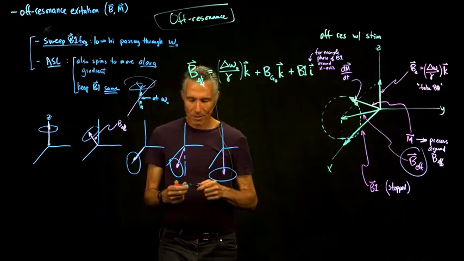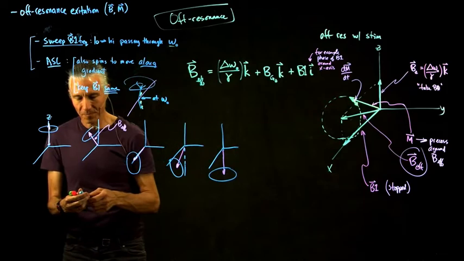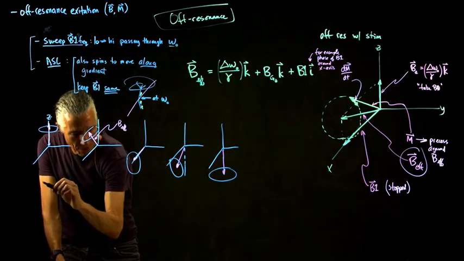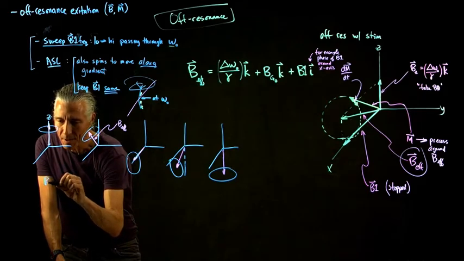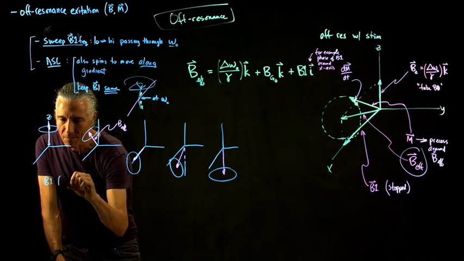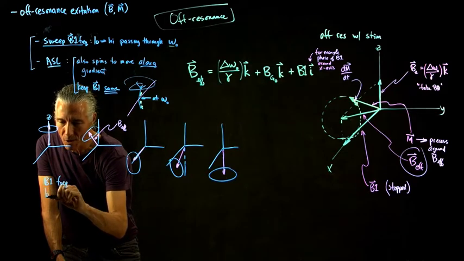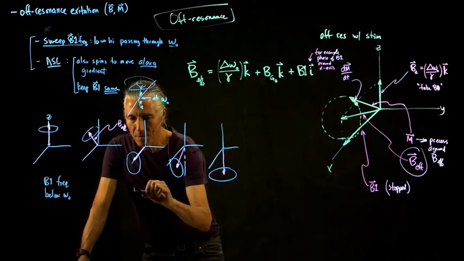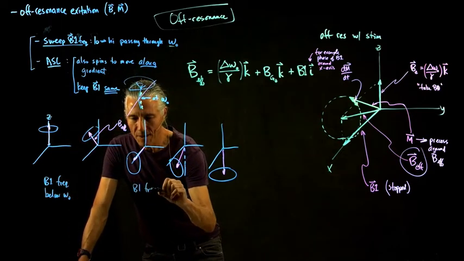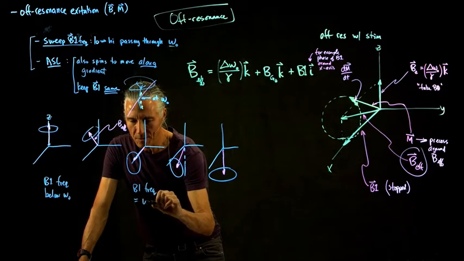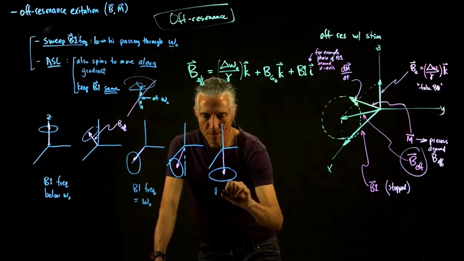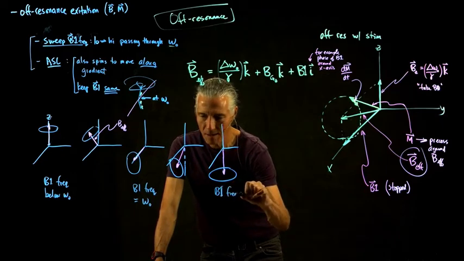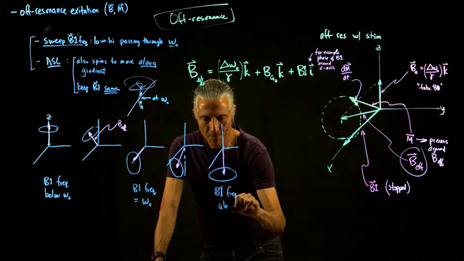So this was the first condition where we have B1 frequency below omega 0, and then here, B1 frequency equals the resonant frequency, and then here's B1 frequency above.